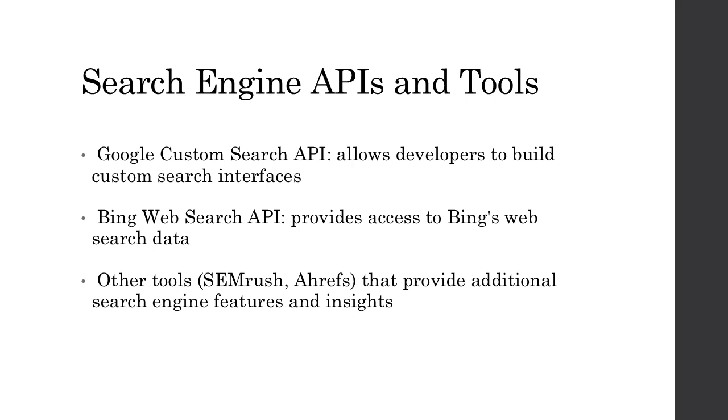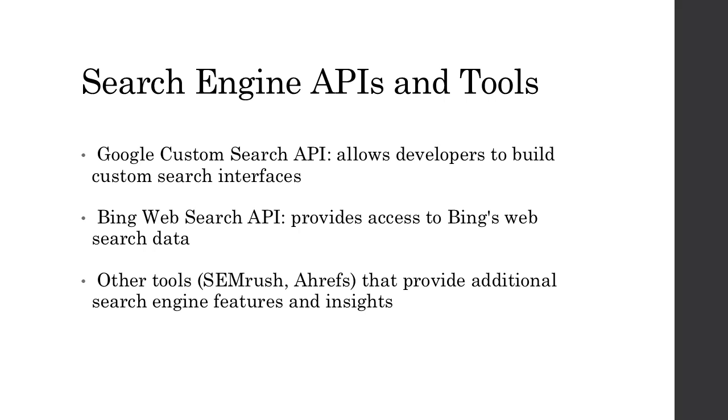Search engine APIs and tools. Imagine you're building a website for a local business, and you want to show users relevant search results related to your business. Google Custom Search API: you can use it to create a custom search interface on your website that shows only results from websites you've chosen, e.g., your own site or news sites about your area. This helps users find what they're looking for and also keeps them engaged with your website.